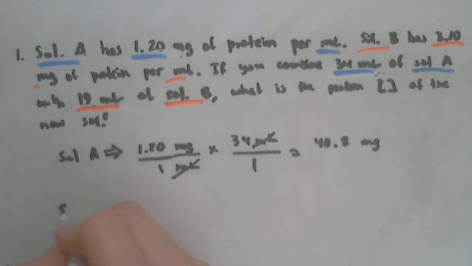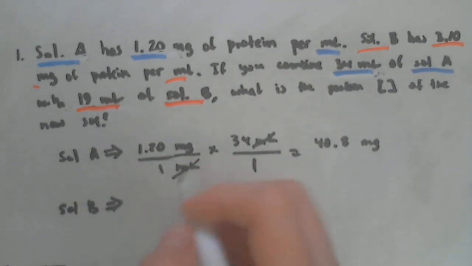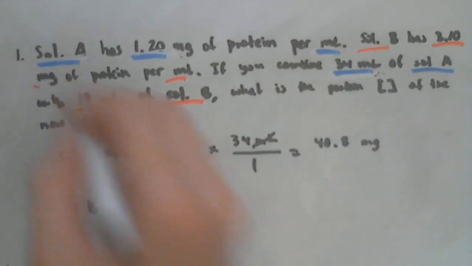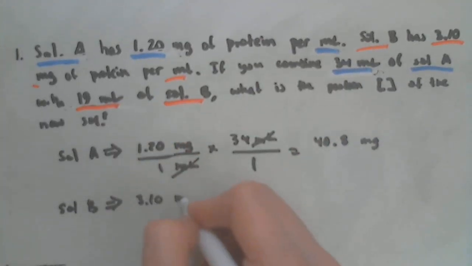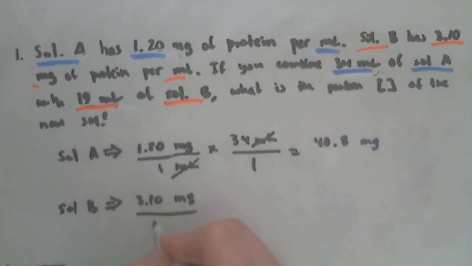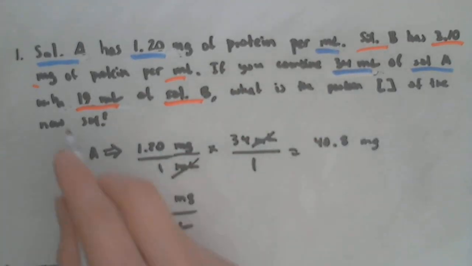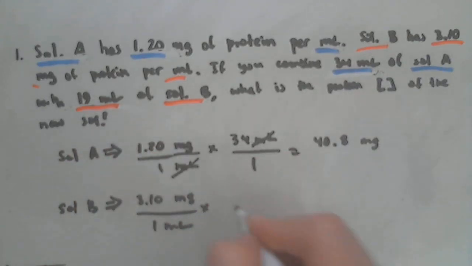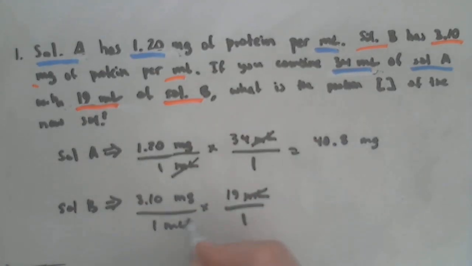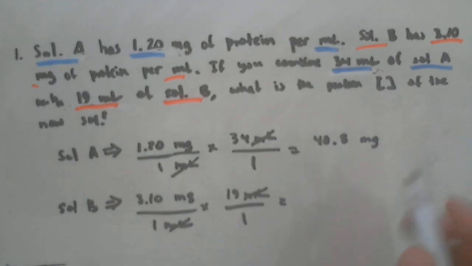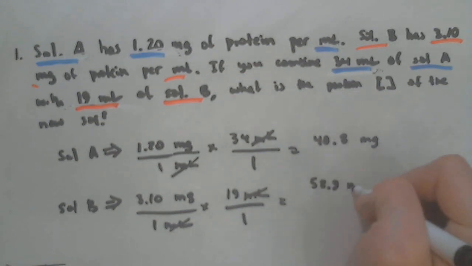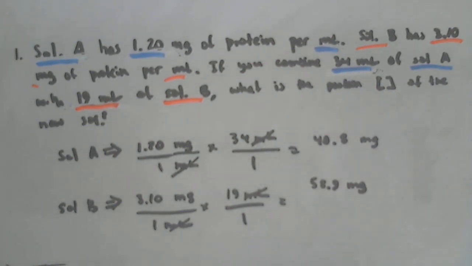Now let's talk about solution B. For solution B, we have 3.10 milligrams over 1 milliliter because it's per milliliter. And then we have 19 milliliters of solution B, so times 19 milliliters over 1, just as a placeholder. We're going to cancel these out. What are we getting? We are getting 58.9 milligrams.